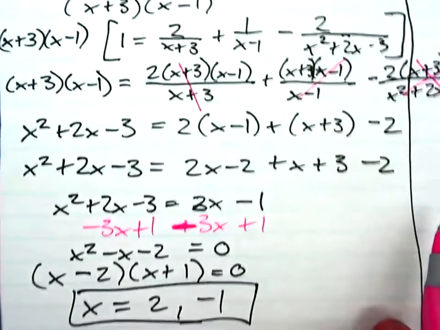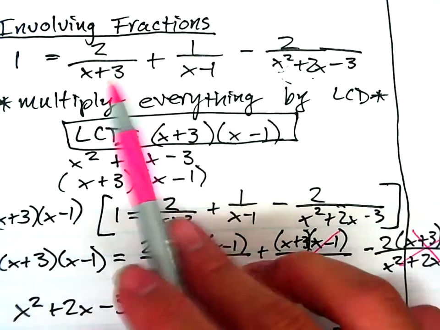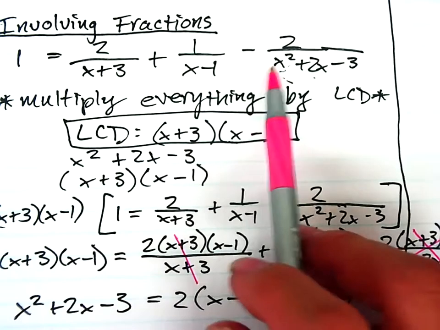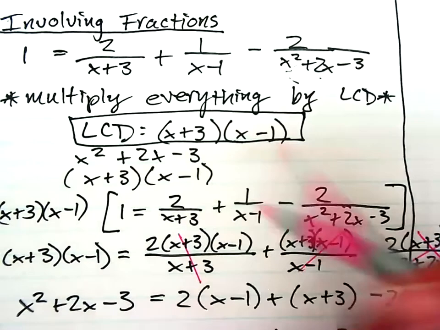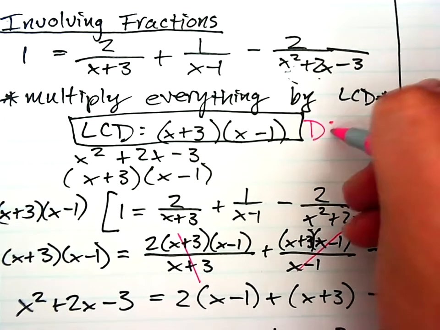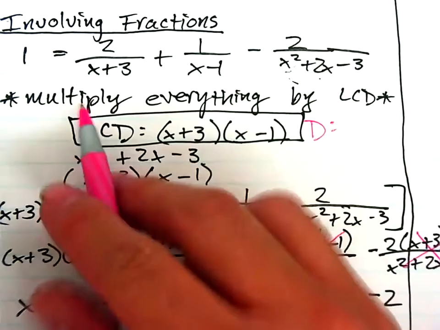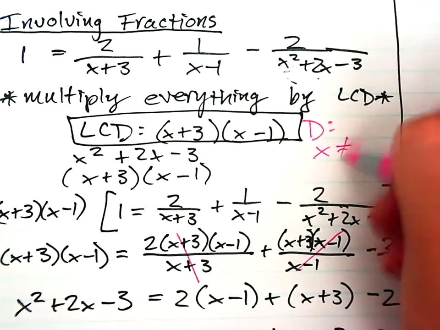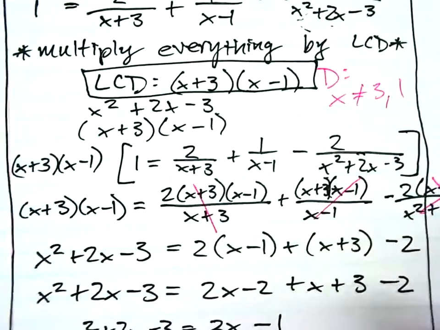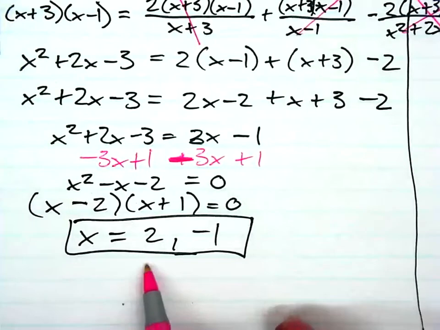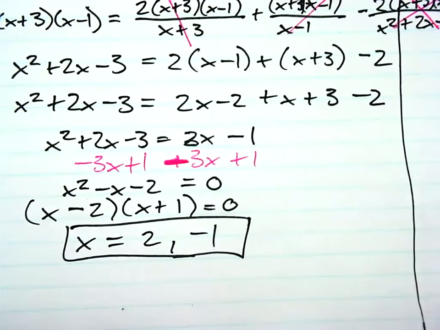I need to check up into my original problem, 2 over x plus 3 plus 1 over x minus 1 minus 2 over that entire trinomial. I need to check, what is my domain? My domain basically says that x cannot be negative 3 or positive 1. Luckily, none of our answers came out as negative 3 or positive 1, so these two answers are fine. We do not have any extraneous solutions for this problem.